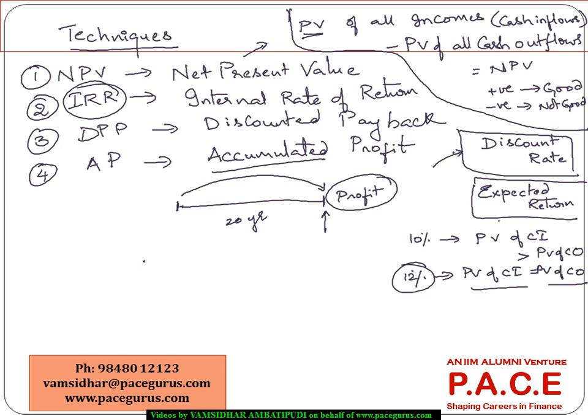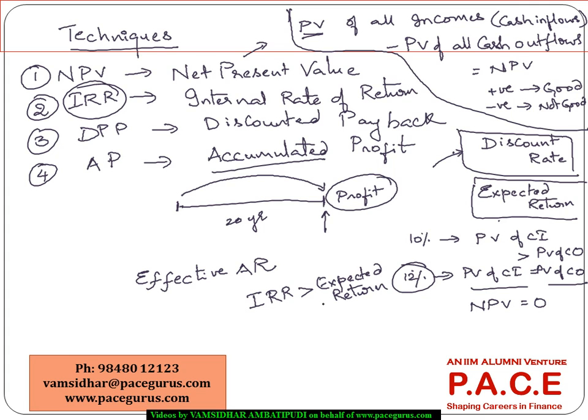In other words, it is the effective annual rate of return where the present value of cash inflows is the same as the present value of cash outflows, or where the net present value becomes zero. As an investment decision, if that IRR is greater than the expected return, then it is good to invest in that project, otherwise it is not.